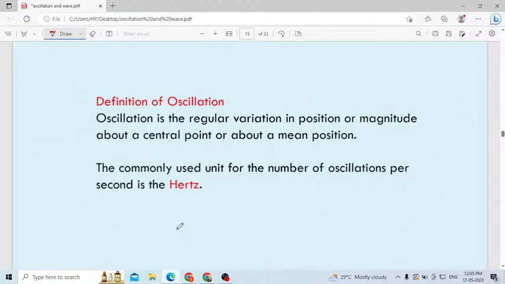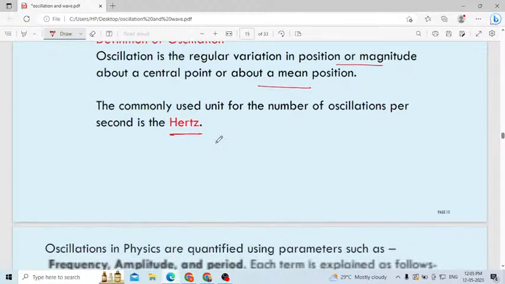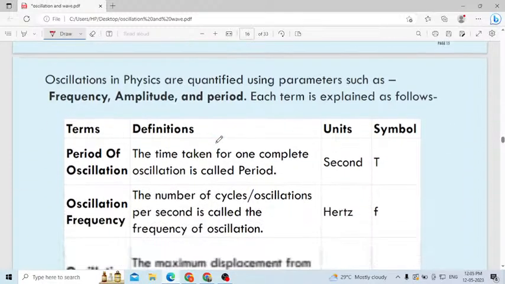Next, definition of oscillation. What is meant by oscillation? Oscillation is the regular variation in position or magnitude about a central point, about a mean position. The commonly used unit for the number of oscillations per second is hertz. About a central point, mean point, everything will be the same. Remember that one.